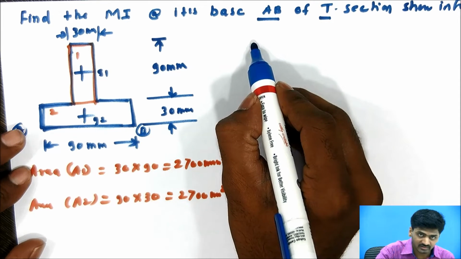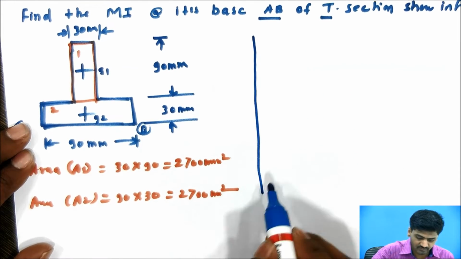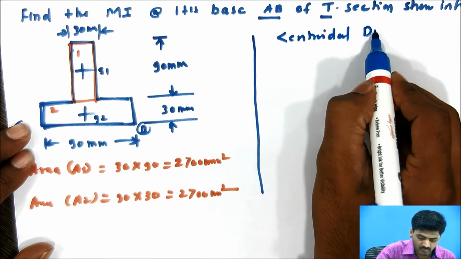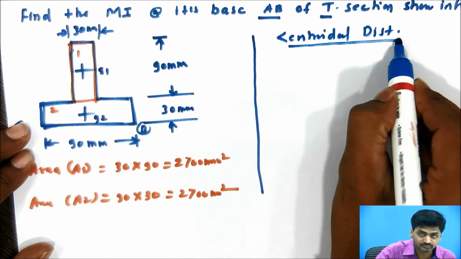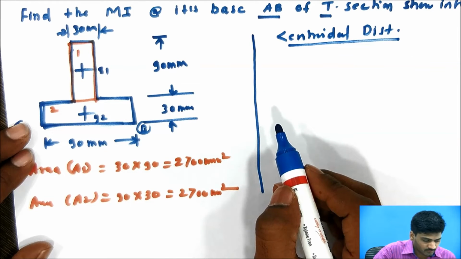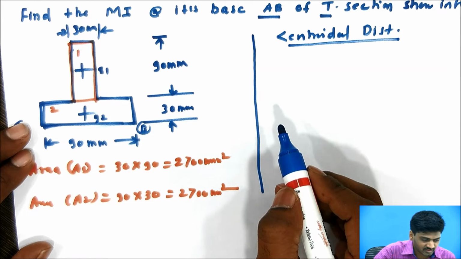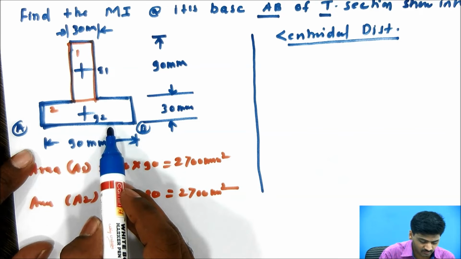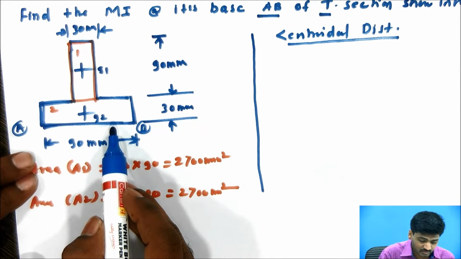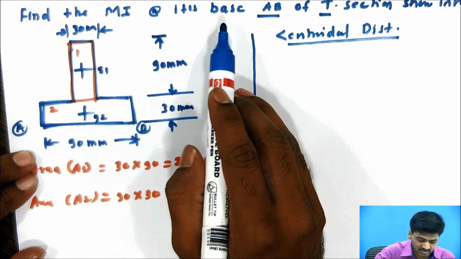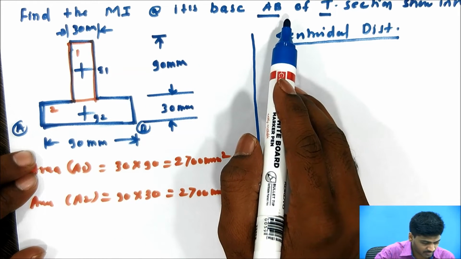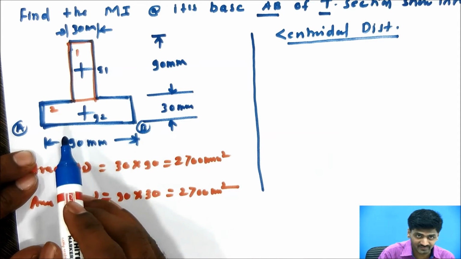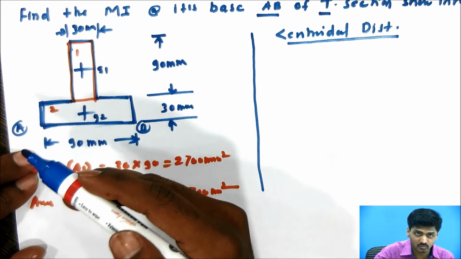Now the next step is to calculate the centroidal distances. How to calculate the centroidal distances? For that, you may consider the reference AB, from which we are calculating. The mention is to identify the moment of inertia about base AB. Here we are using the formula along the x-axis because AB is parallel to the x-axis.